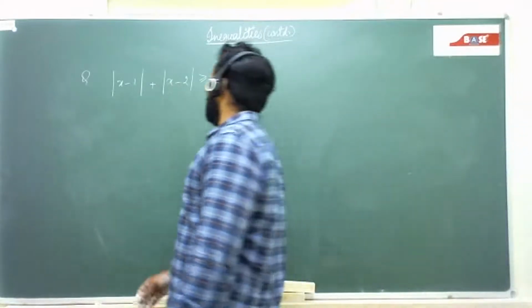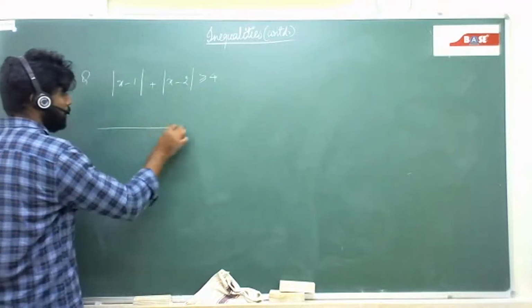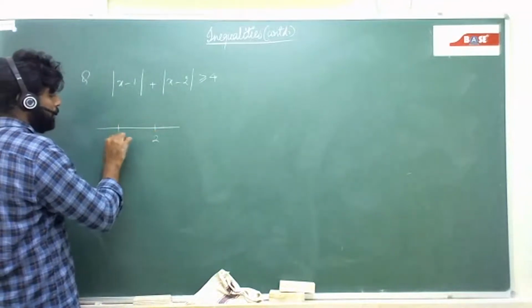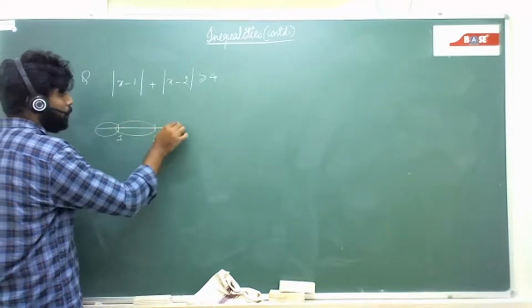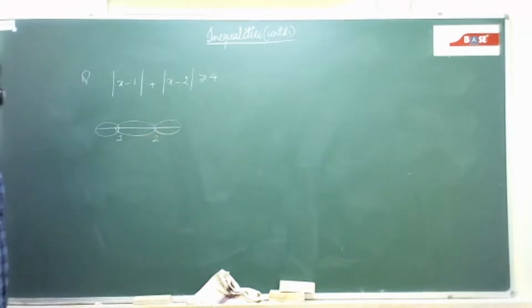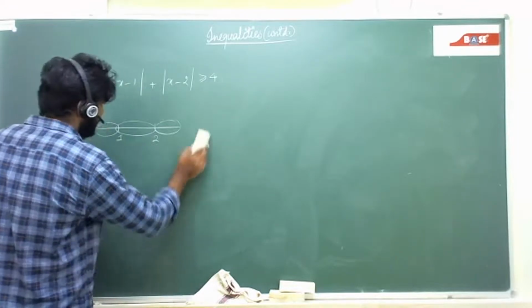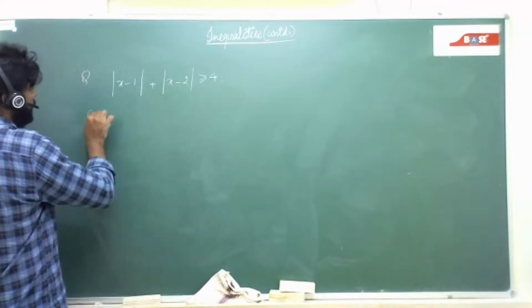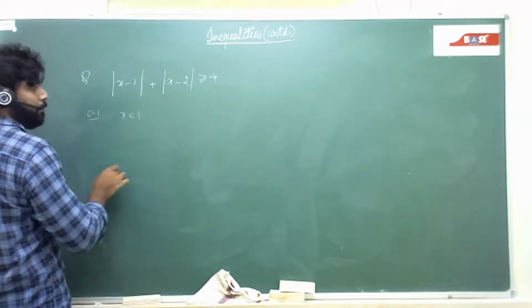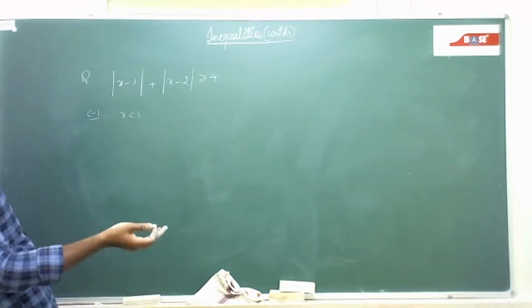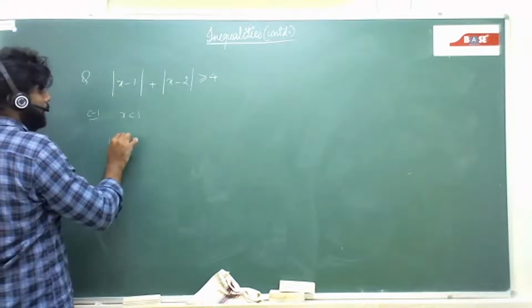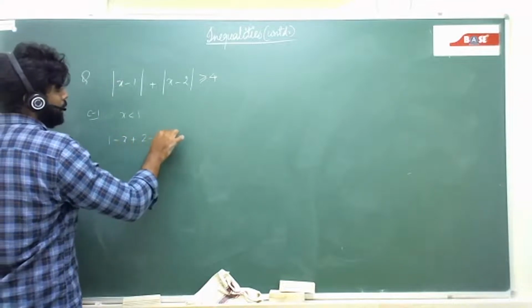Now, if you look at the number line, we have 2 critical points, one is 1, another one is 2. So basically we have 3 regions: less than 1, between 1 and 2, and more than 2. In these 3 regions, let's see what happens when we define the modulus quantity. The first case is x less than 1. So x less than 1 means left of 1, and as we have discussed, for the modulus quantity left of 1 means negative. So that will be 1 minus x plus 2 minus x less than or equal to 4.